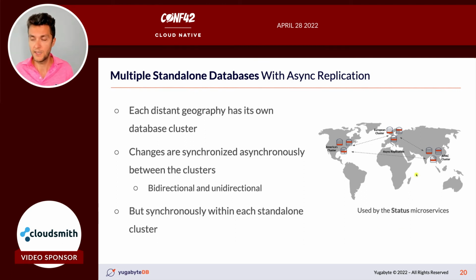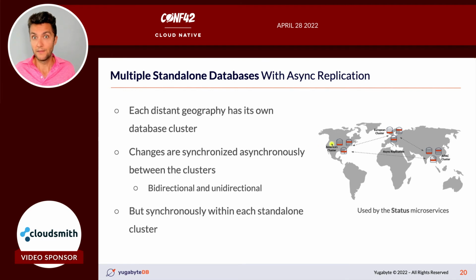For instance, let's say that someone who lives in Europe went to a meeting and his status is changed accordingly. This information will be written to the European data center because that's where this user resides. But then this information, if necessary, can be replicated to North America and to APAC.